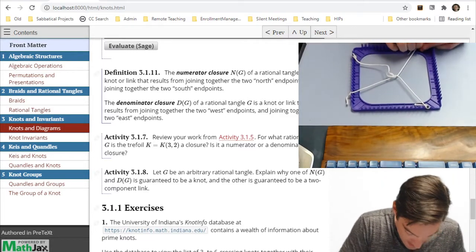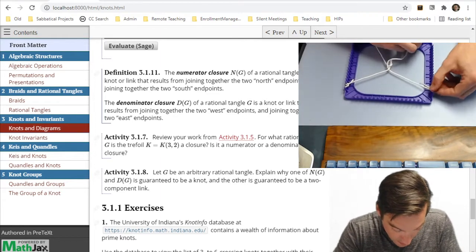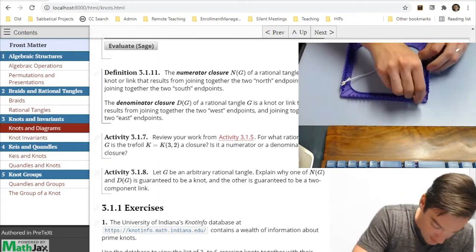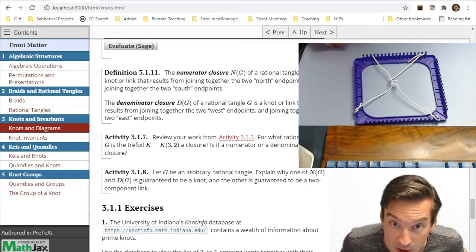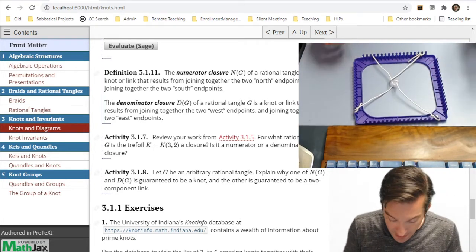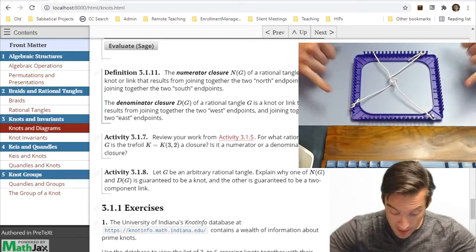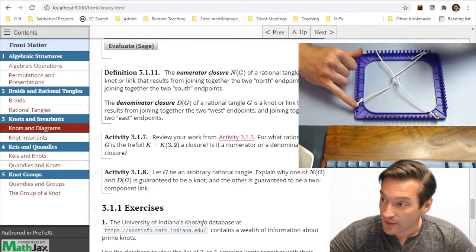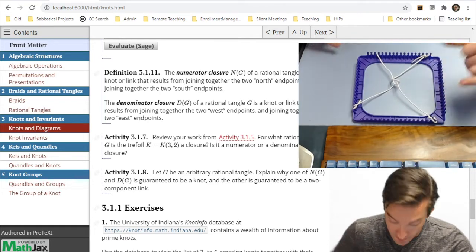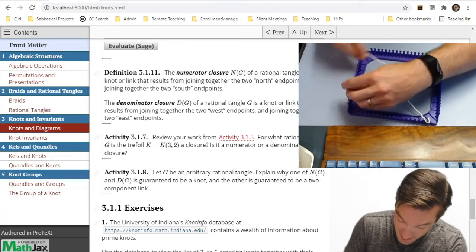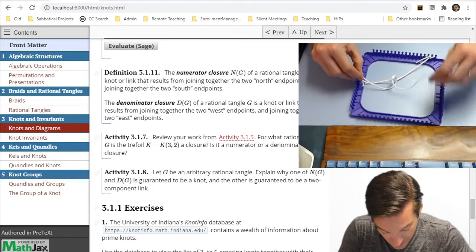And then I'll do r t. So one more rotation, one more twist, and then we'll call it done. So here is t to the 4th r t squared r t. The denominator closure is what I would get by joining up the 2 endpoints over here and tying together the 2 endpoints on the side over here. Right? So denominator closure is just connect those 2 and connect those 2.